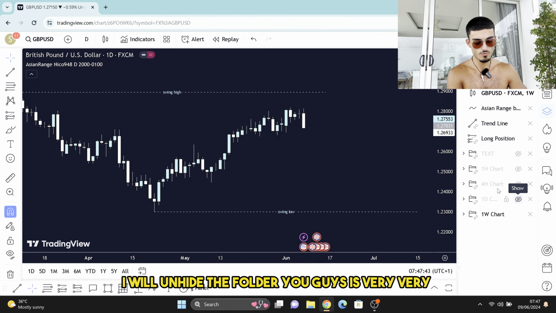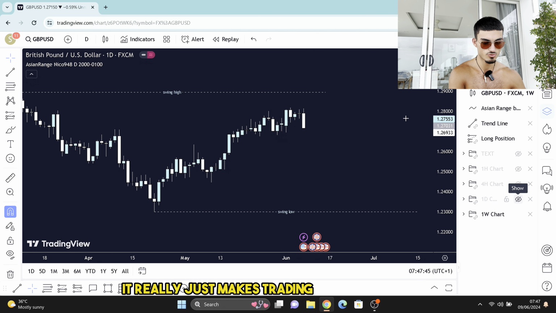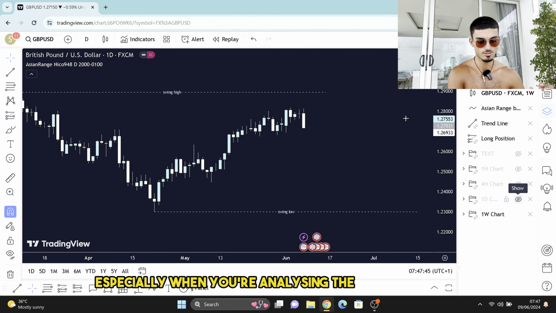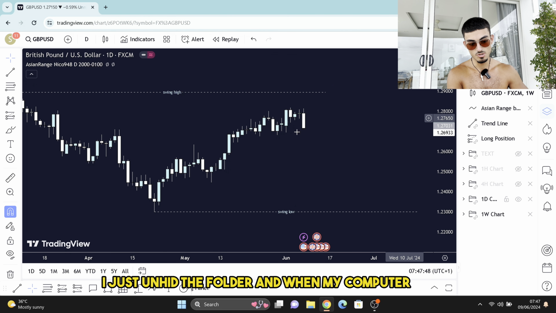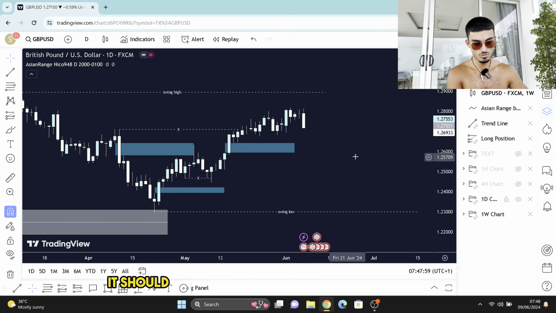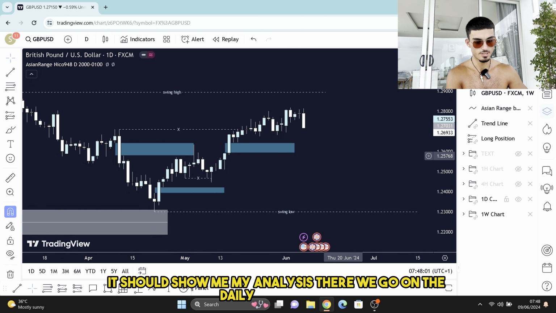You guys, it's very important to do this. It really just makes trading a lot more simple, especially when you're analyzing the charts, to have it all in folders, because as you see there, I just unhid the folder, and when my computer stops lagging, it should show me my analysis. There we go, on the daily chart, okay?